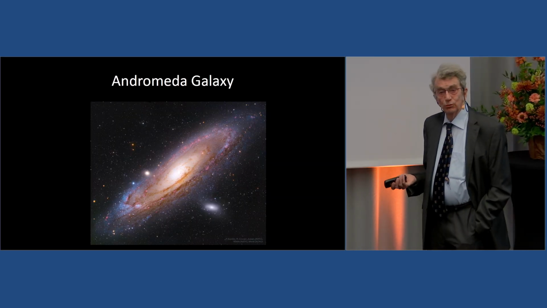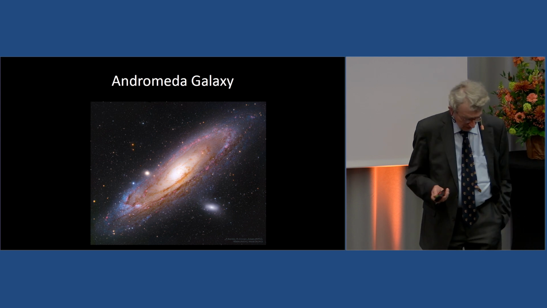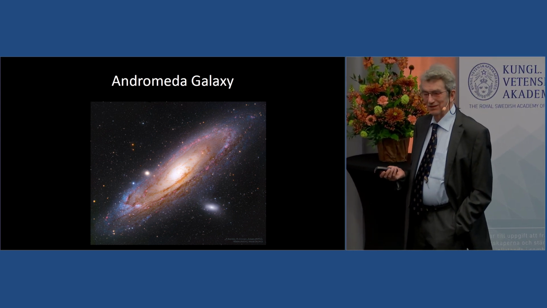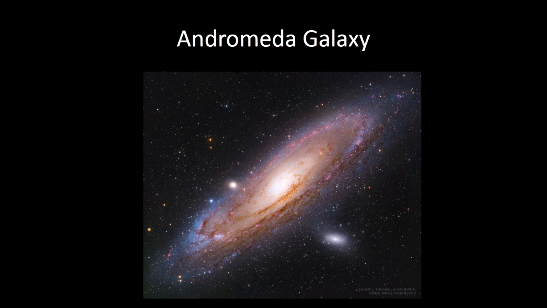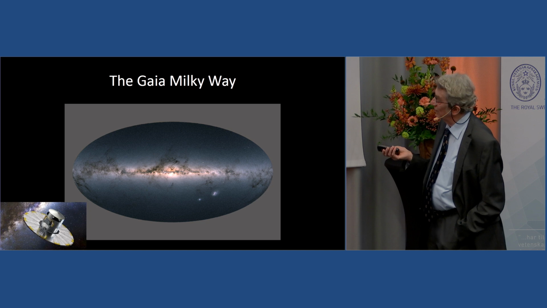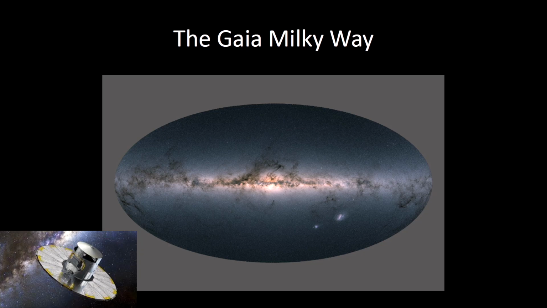So what does that have to do with the Milky Way galaxy? Well, let's take a look at the picture of the Milky Way galaxy, or not quite, its twin. This is the Andromeda galaxy, the closest big galaxy to the Milky Way, but it looks more or less like the Milky Way. To look at the Milky Way, we can use the Gaia mission.